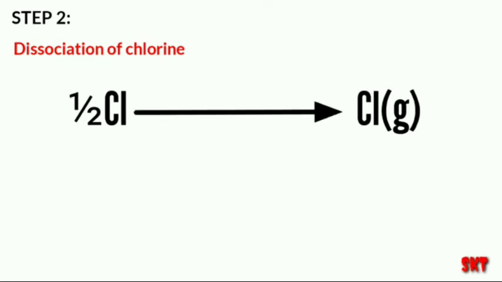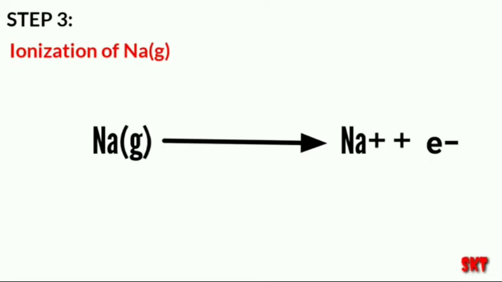And the second step is half a Cl2 molecule is taken and dissociation energy is given to it, forming chlorine gas. This is the second step, which involves dissociation energy. Step 3. The sodium gas which is formed in step 1 is given ionization energy, forming ions, that is Na plus ion, liberating electrons.